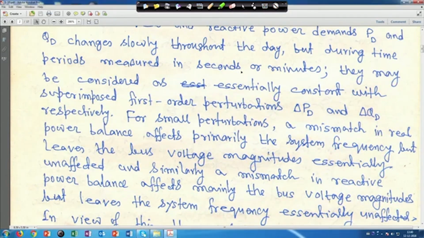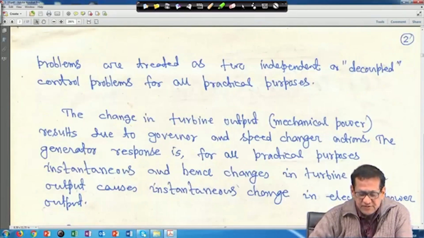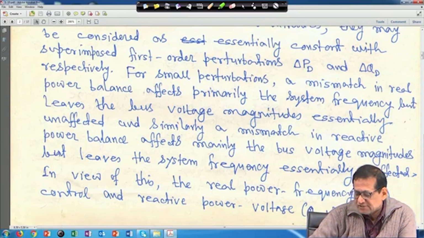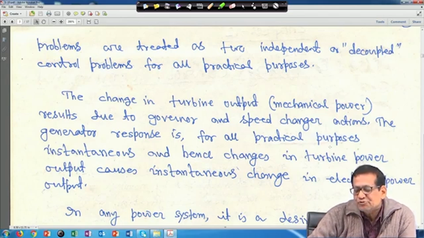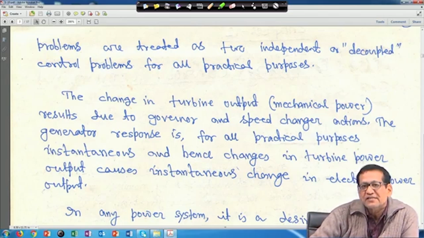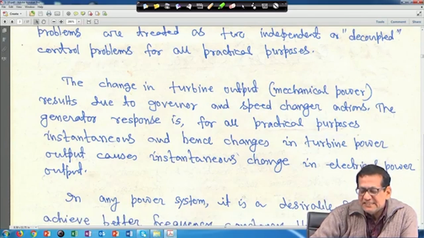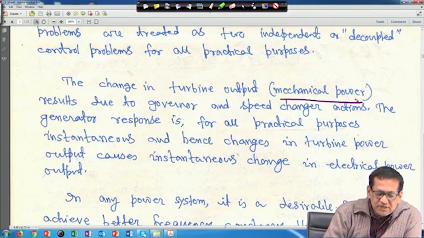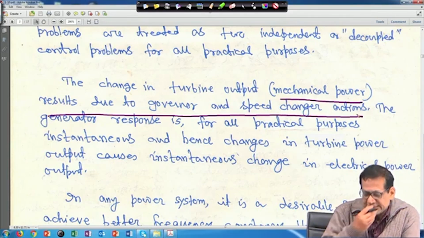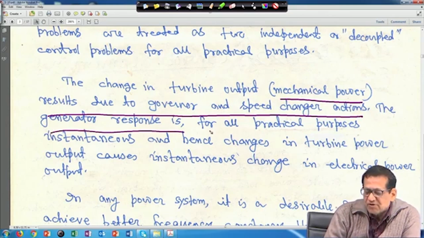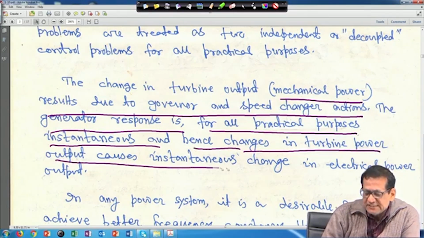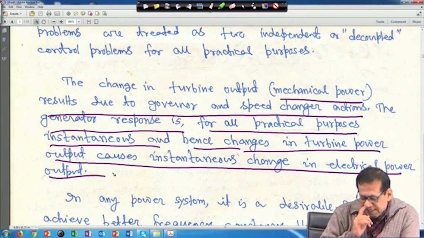So, in view of this, the real power frequency control and reactive power voltage control problems are treated as two independent, decoupled control problems for all practical purposes. The change in turbine power output, that is your mechanical power output, results due to governor and speed changer actions. The generator response is for all practical purposes instantaneous, and hence changes in turbine power output cause an instantaneous change in electrical power output. We are considering a lossless turbine, right.